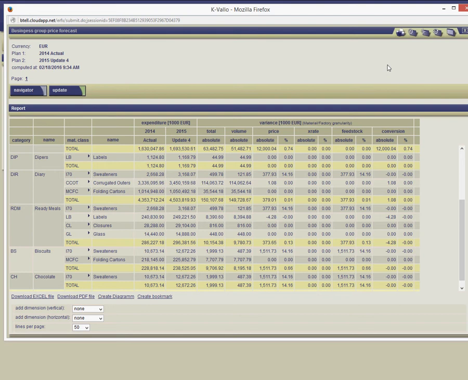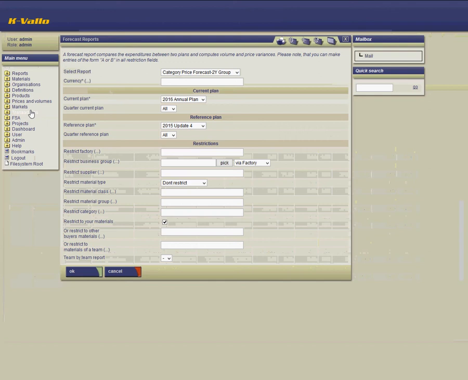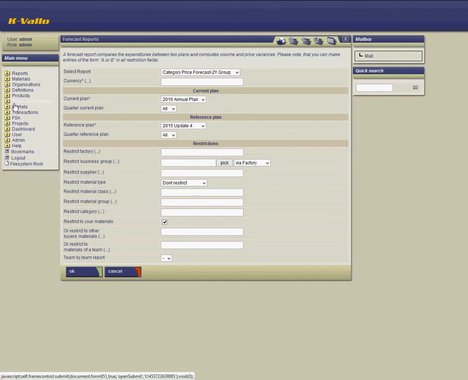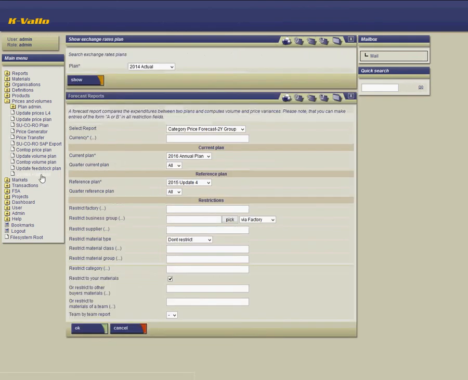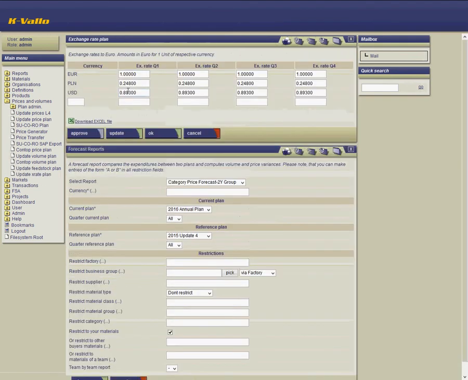We stay with the sugar. And we are buying it in US dollars. So what we do now is we have a look at the currencies. So we go back to prices and volumes, look at the exchange rate plan, and those are the exchange rates for the euro to zlotys and US dollar.